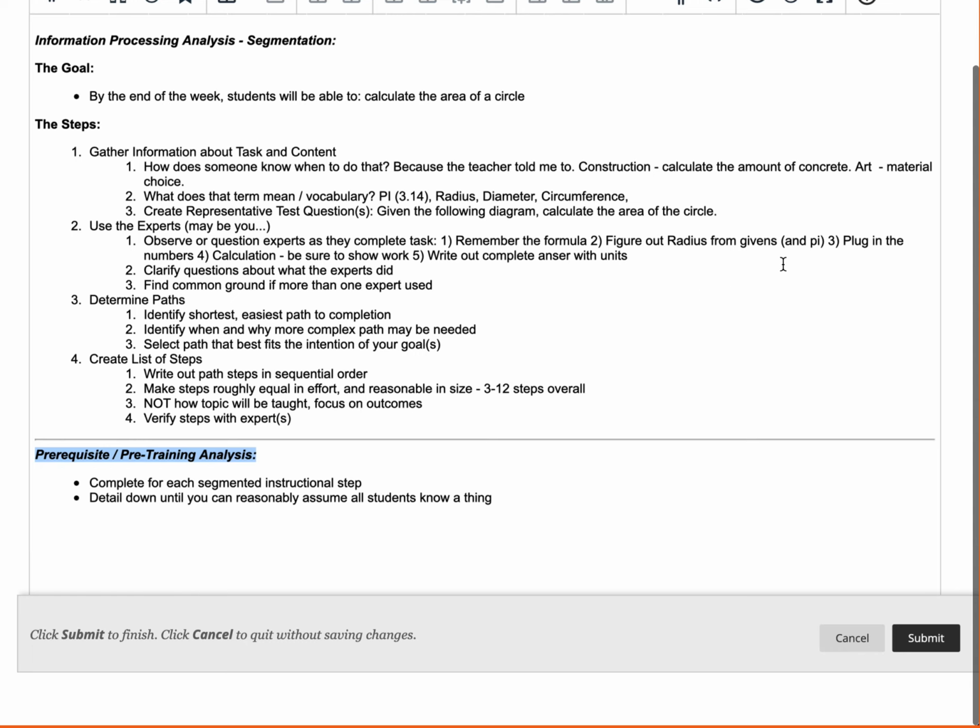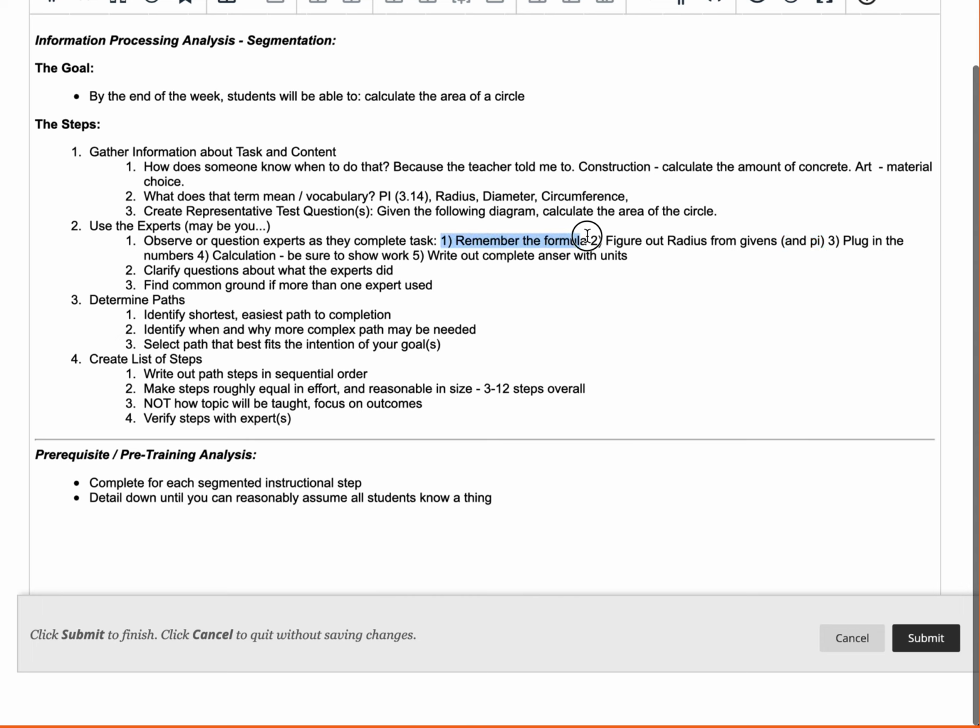So as an example, pi. In this last one, they get to plug in the numbers. If they get to that step, they can't plug in the number for pi if they don't know what the number for pi is. So a prerequisite for that step would be that somewhere prior to this, you have taught them what the number pi is, so that they know what number to put in. That would be an example of a prerequisite.